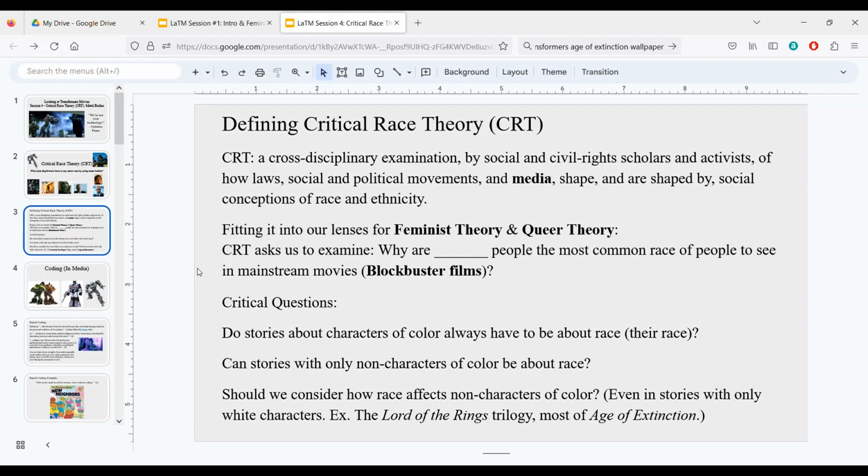And then some critical questions. Do stories about characters of color always have to be about their race? Can stories with only non characters of color be about race? And should we consider how race affects non characters of color, even in stories with only white characters, for example, like the Lord of the Rings trilogy and most of Age of Extinction? Any comments so far, Tommy?